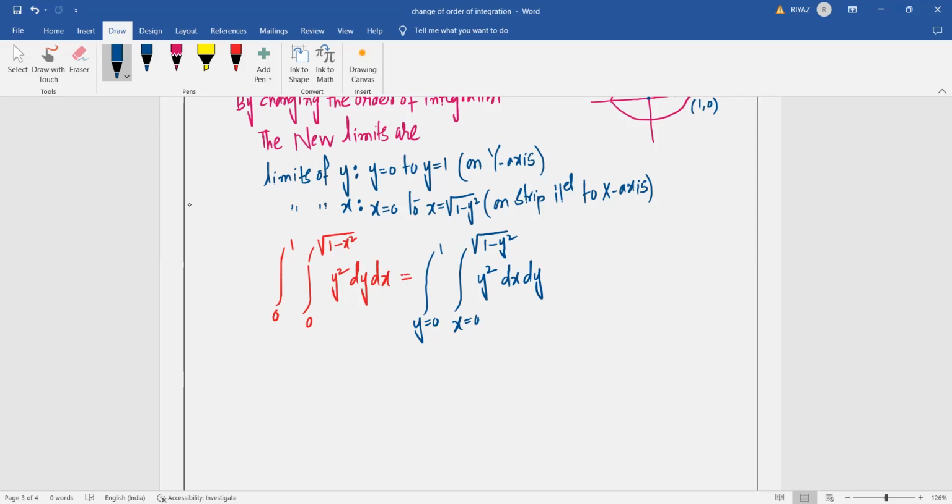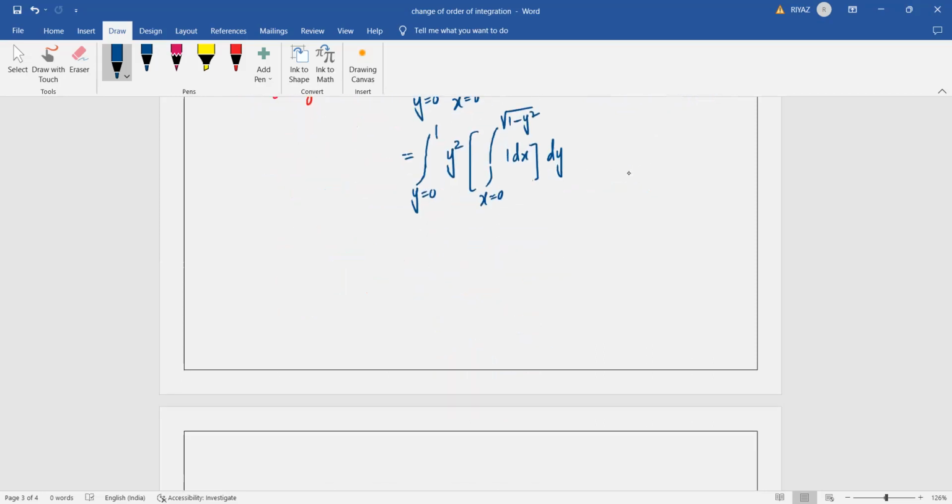Now which one do we have to integrate first? x only, no? Complicated difference. Yes, x with respect to x. So y from 0 to 1, with respect to x means y square is not needed, pulled it out. x is equal to 0 to root 1 minus y square, 1 dx, close it, dy. What is 1 dx? x, of course, 1 dx becomes x.